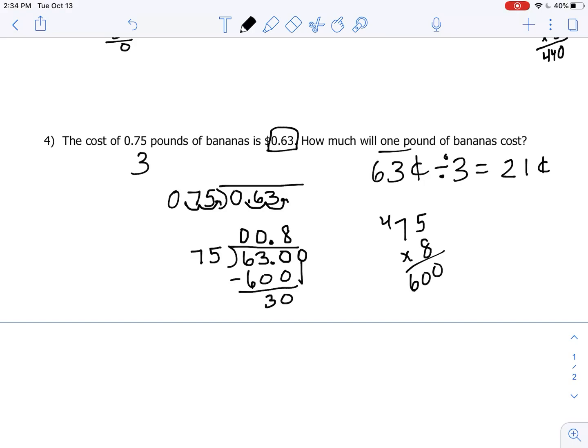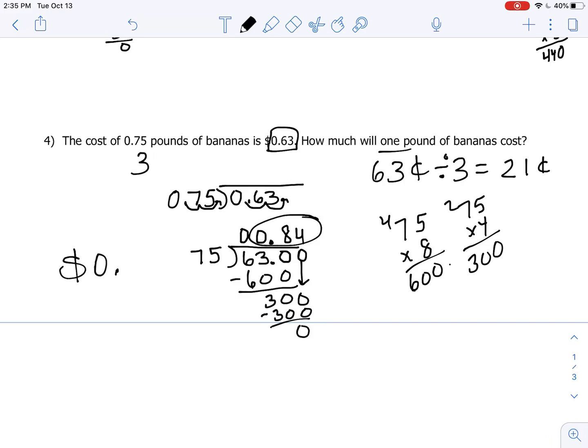I'm going to add a 0 and bring it down. And it looks like it's half of that. 300 is half of 600, so let's try 75 times 4, because 4 groups is half of 8 groups. Yep, it's exactly 300. So we have 0 remainder, we can stop dividing. And we want to know how much the 1 pound costs. Money has to be in 2 decimal place values. So we're going to leave it as is. I'll put it up here on the side on the left there. So the cost of 1 pound is 84 cents.